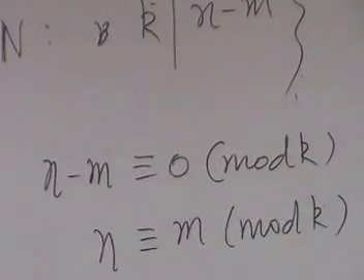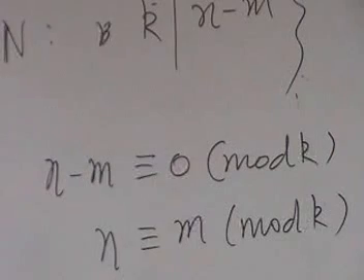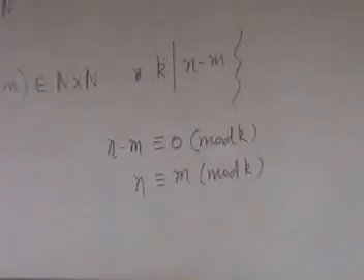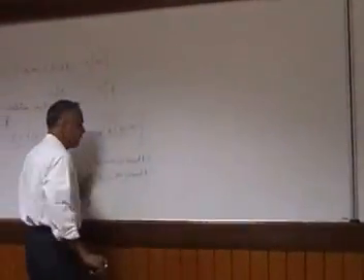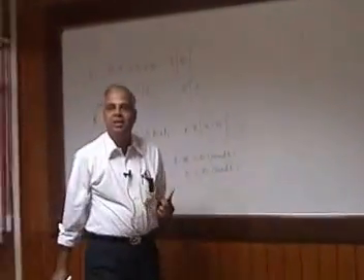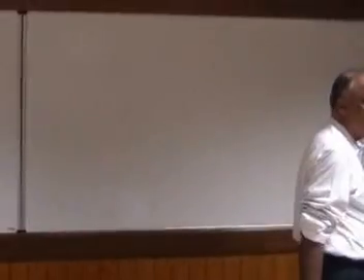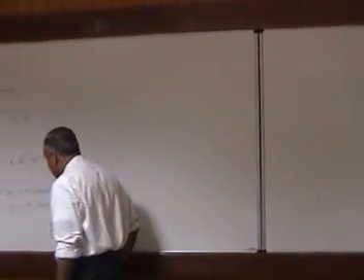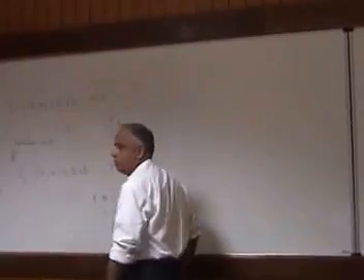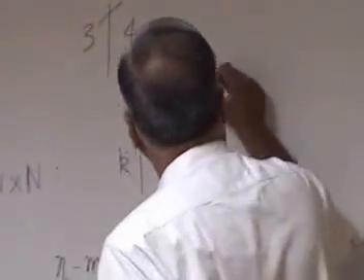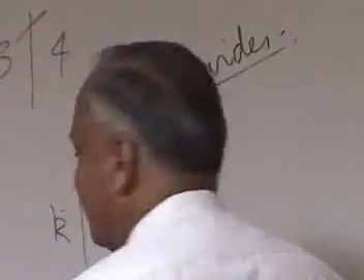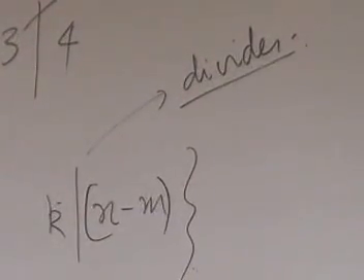Okay. Now, what I want to look at now is a function. Sir, are we constraining n to be greater than m or something? Pardon me? Not necessary. As long as the difference is divisible by k, it's okay. 7 minus 5 is also divisible by 2. So what is the condition? Here, k divides n minus m. That is, n minus m is a multiple of k. So this symbol means divides. K divides n minus m. It's not k divides n and then minus m. K divides n minus m. Okay.